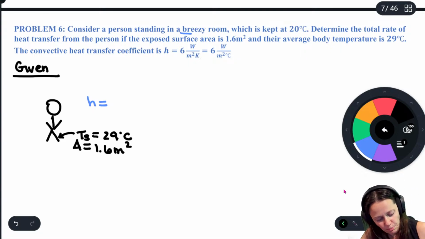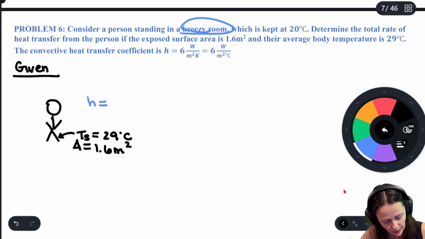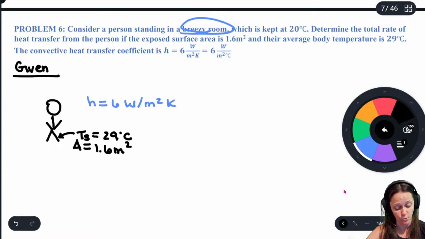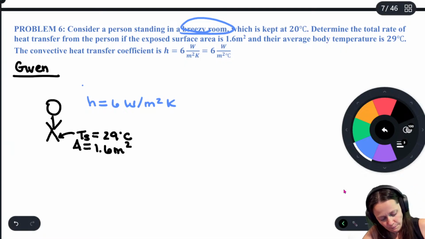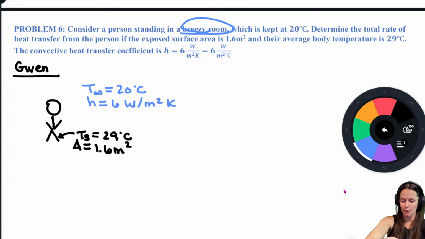But in our breezy room, so we've got movement of air, we have a convective heat transfer coefficient of 6 watts per meter squared Kelvin, or meter squared degrees Celsius, whichever one you want to do. Free stream temperature is 20 degrees. And that heat transfer is going to be coming off of that person perpendicularly to the isotherm that is their skin. No, it's not flat. That's okay. It's still an isotherm, and so it's going to be coming off perpendicularly.